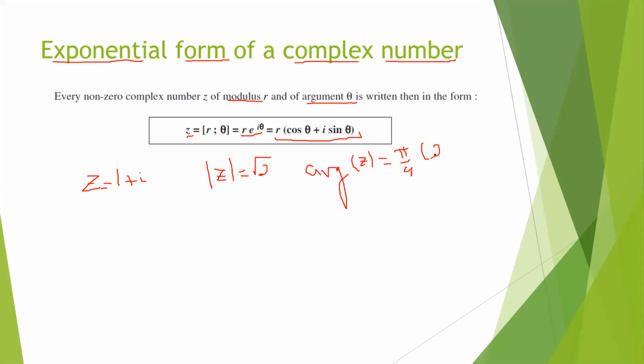It came out 5 over 4, pi over 4. So the exponential form is Z equals radical 2, which is the modulus, E to the power I, and the argument pi over 4.